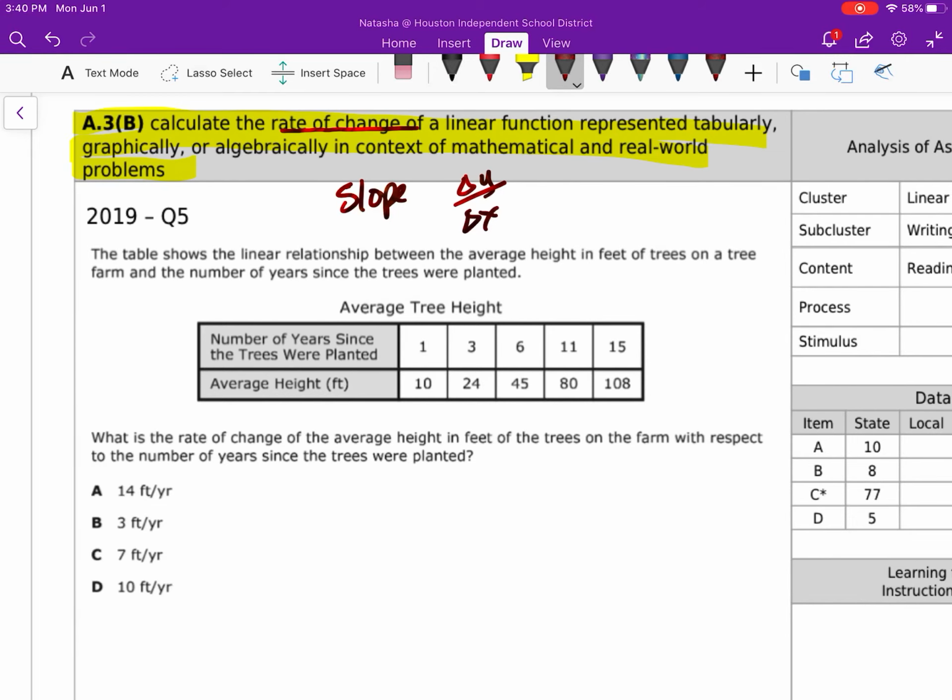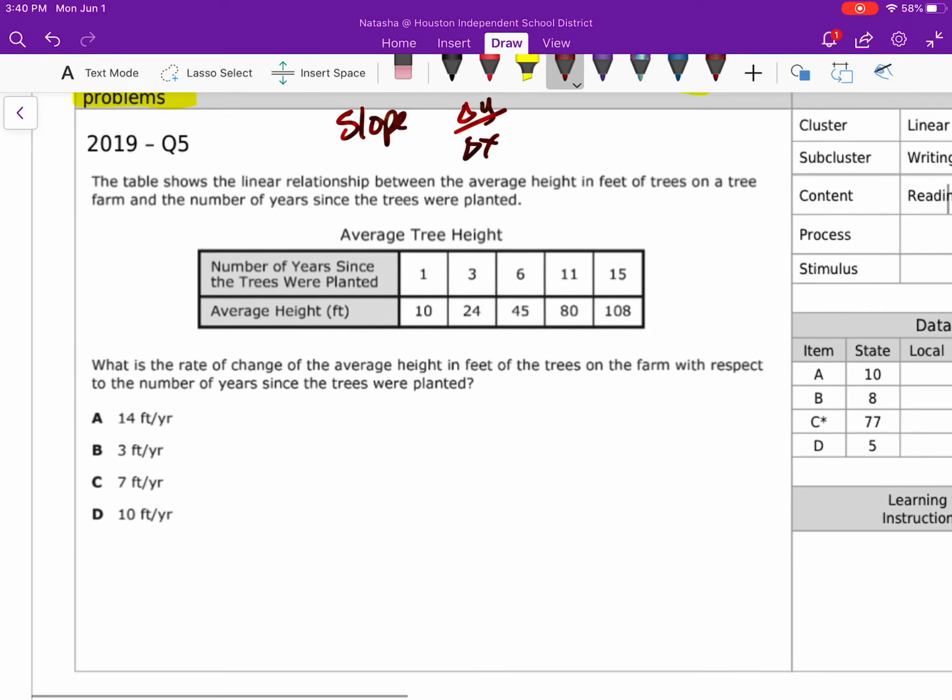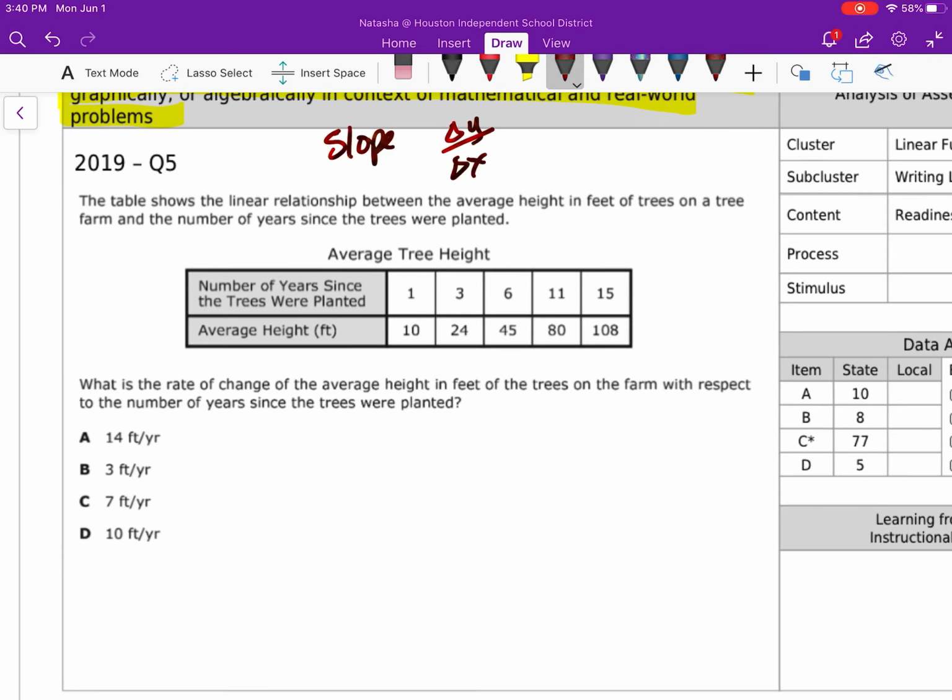Anyways, we're also going to look at it graphically or algebraically in context depending on what the situation is and dealing with real world problems. Okay, so we've got a table that's showing a list of average height, feet, in trees on a tree farm and the number in years.